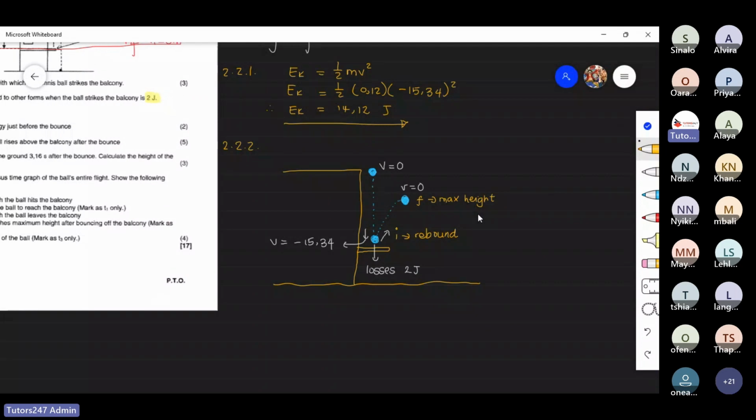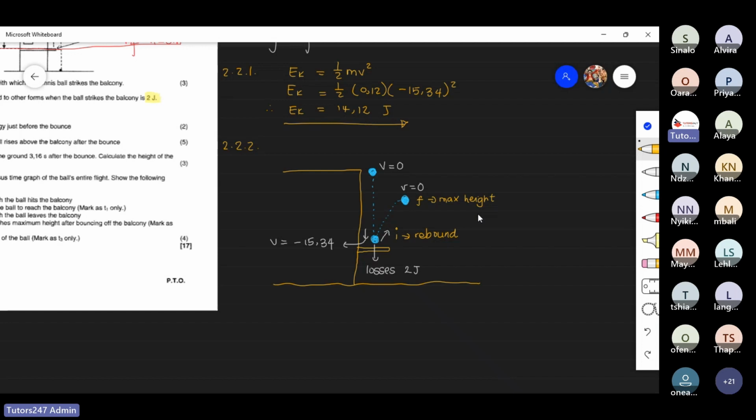That energy that it left the balcony with will assist us in calculating the velocity with which it left the balcony. How do we make that assumption, or why can we now say that energy is helping us to calculate velocity? It is because velocity is a component within our energy formula. So if we have energy and mass, we can calculate velocity.